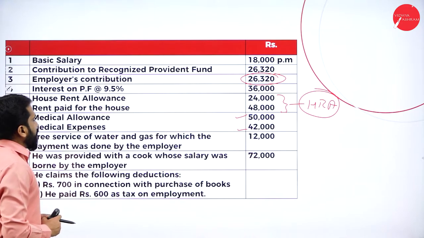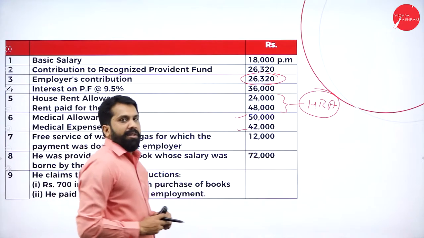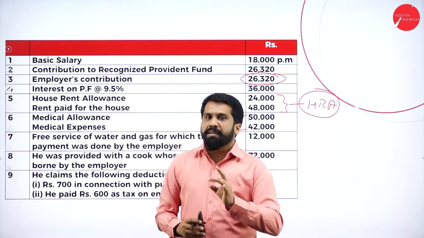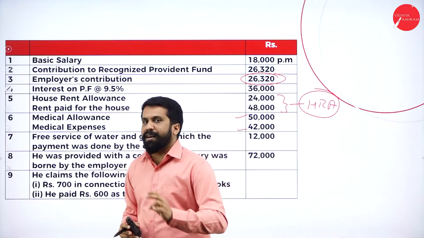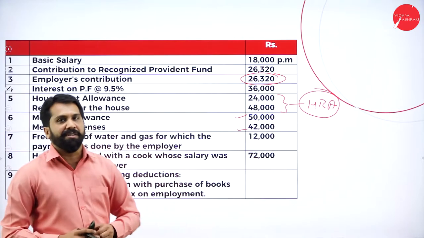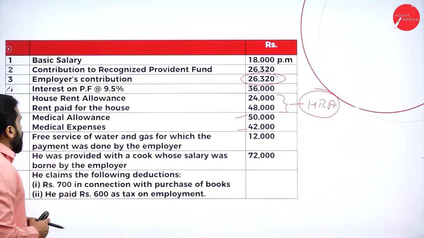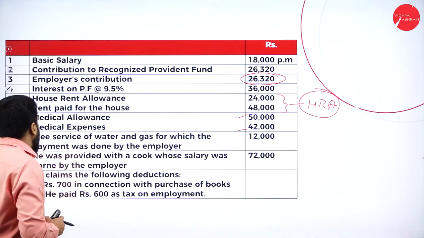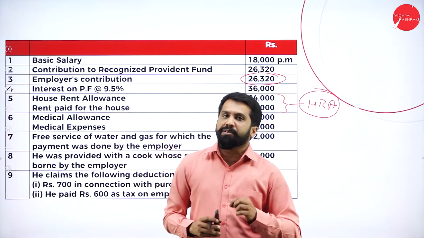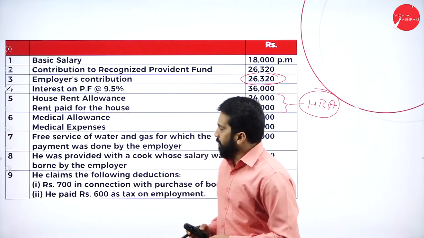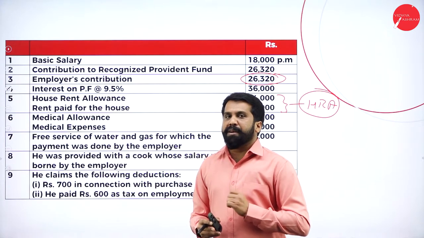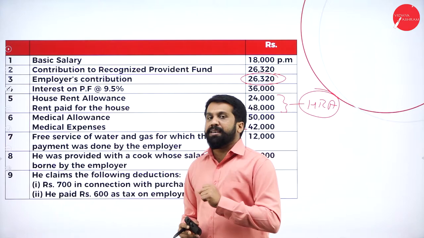Now, free service of water and gas. As I told you, any servant, gardener, sweeper, water, gas, power, anything which is provided by employer, we call it taxable. Then, he was provided with a cook whose salary was borne by the employer. So whatever salary paid to the cook has to be taxable. These things we call perquisites, non-monetary benefits. So it is not by cash, but by benefits.